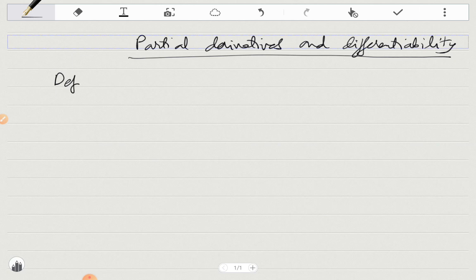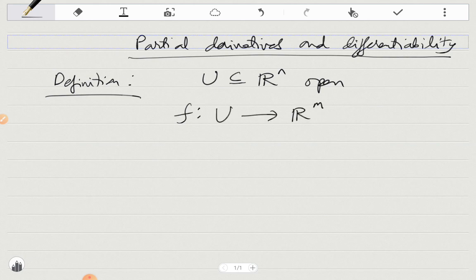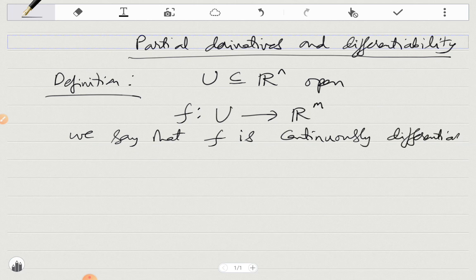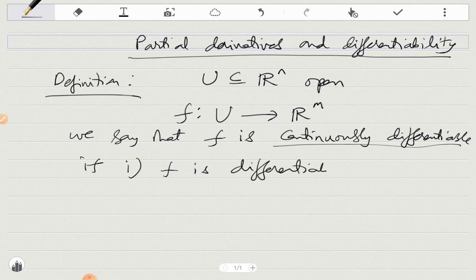So let's make the following definition. As usual, U is an open set in Rn. F from U to Rm is some function. We say that F is continuously differentiable if F is differentiable, and we would like to say that the derivative is continuous.